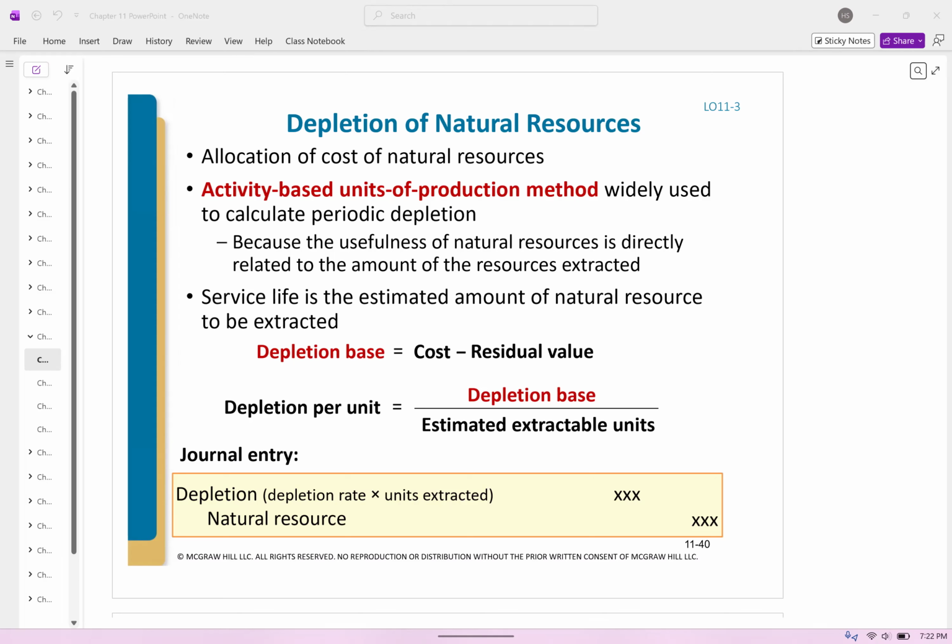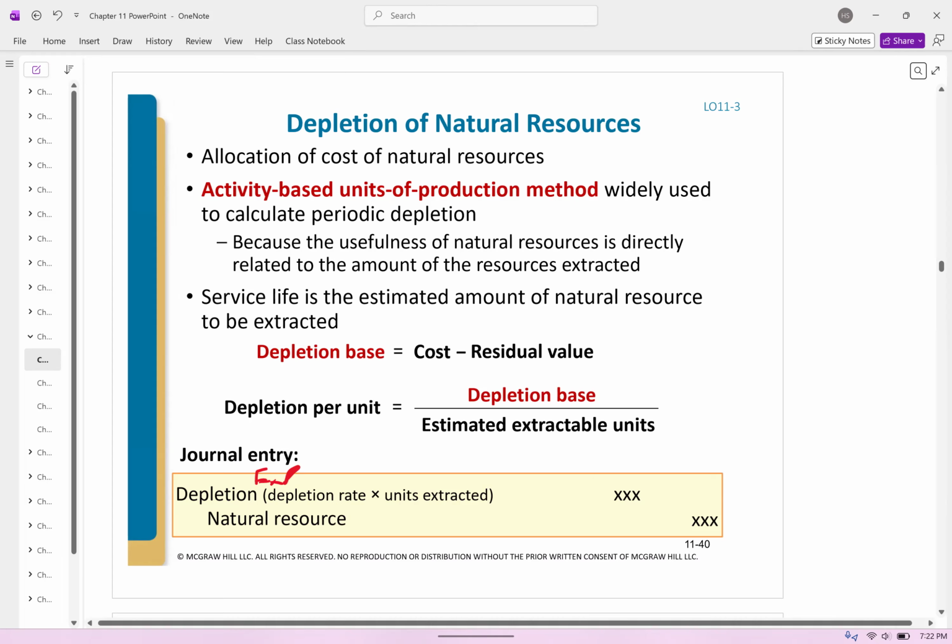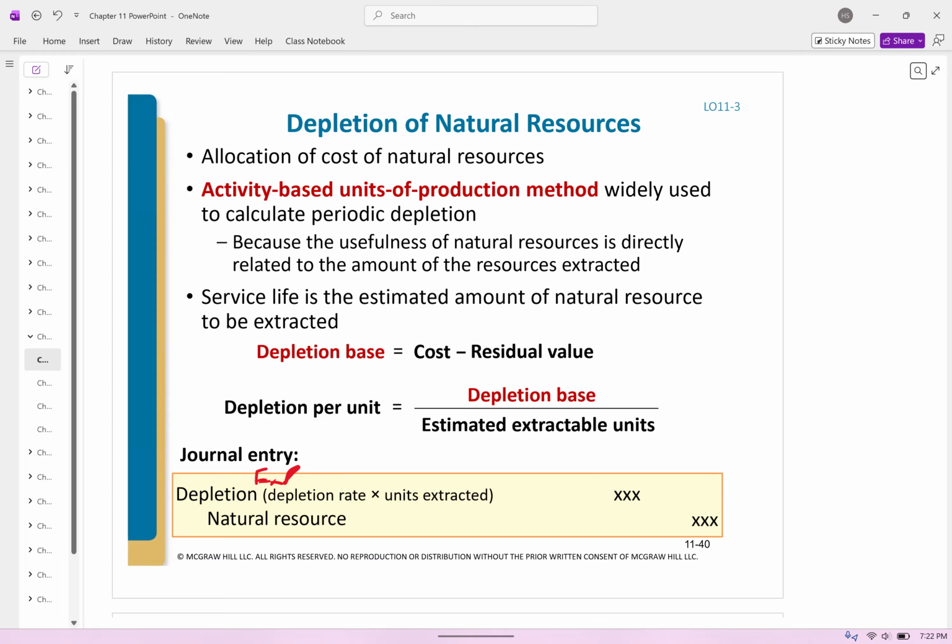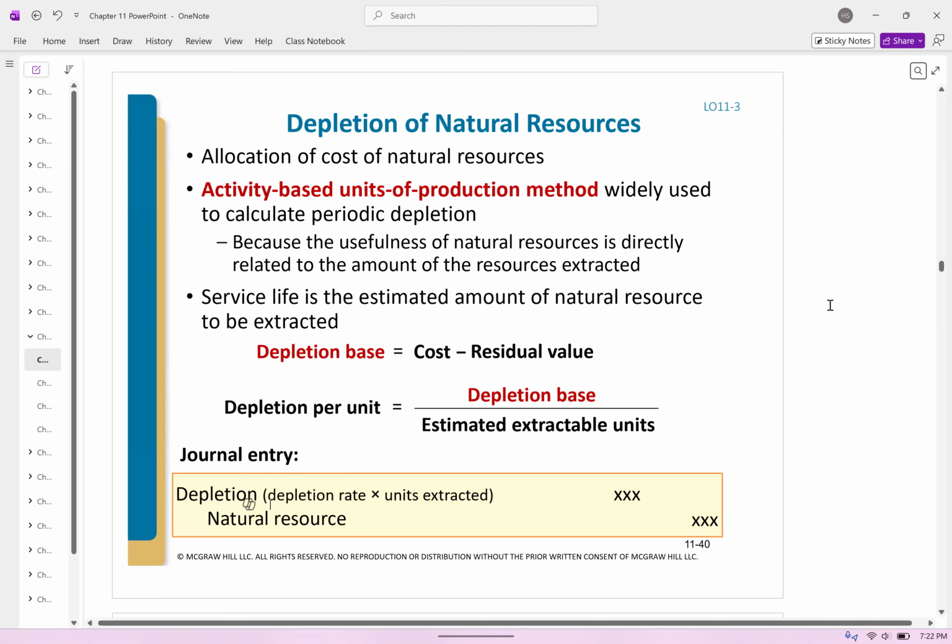When they make the journal entry, I wish they would do an accumulated depletion instead of just automatically crediting the natural resource. I don't really like that. I know the textbook does it. I just wish they'd be consistent because we have accumulated depreciation. We should have an accumulated depletion and accumulated amortization. Sometimes they just don't do it that way. So let's jump down here.